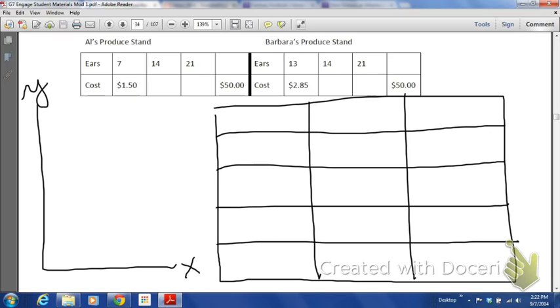But the first thing I wanted to ask you is which would make more sense to use as a unit rate? Ears of corn per dollar, or dollars, cents per ear of corn. So think about your experience in life at the grocery store, at the farmer's market. Do we often talk in terms of ears of corn per dollar, or do we talk in terms of dollars per ear of corn?